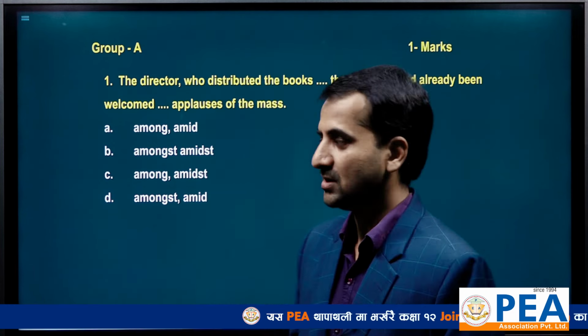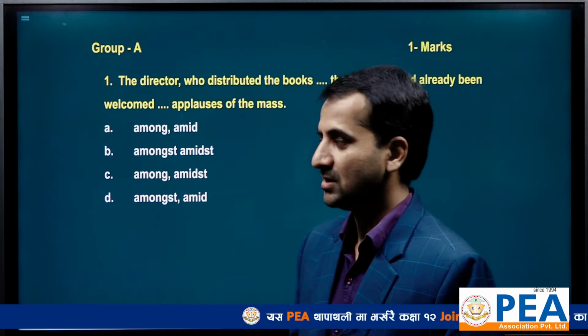The first question says, the director who distributed the books, the students had already been welcomed, applauses of the mass. So we need to figure out the topic from where this question has been asked. This question has been asked from preposition, and in preposition there are 5 prepositions: between, among, amongst, amid and amidst, which are used to say बीचमा या मध्यमा, माझमा.